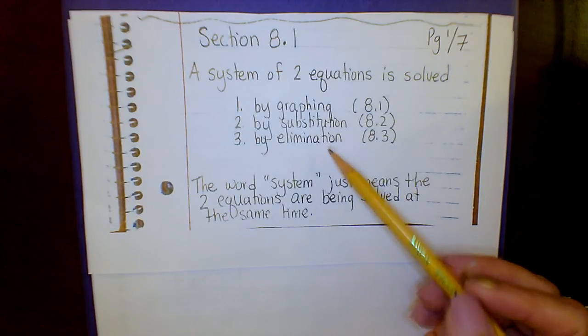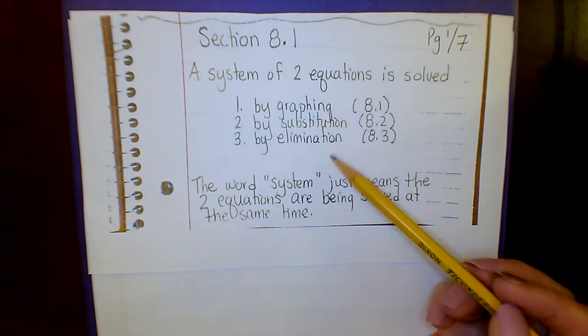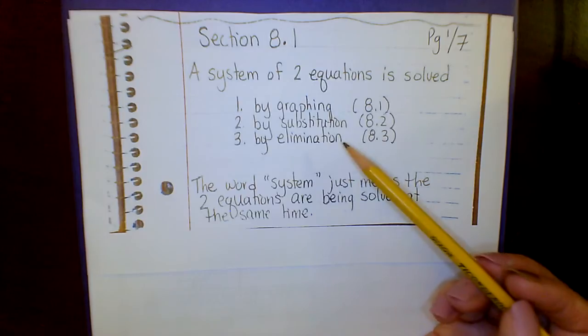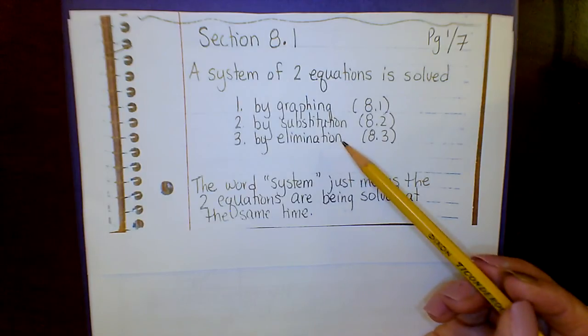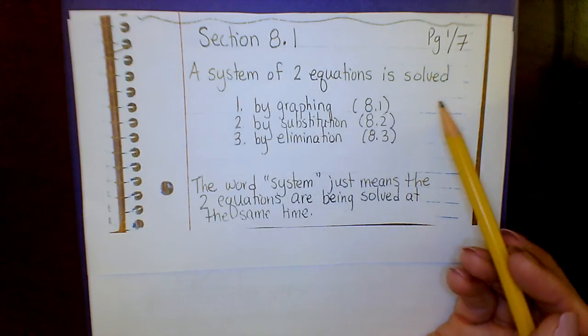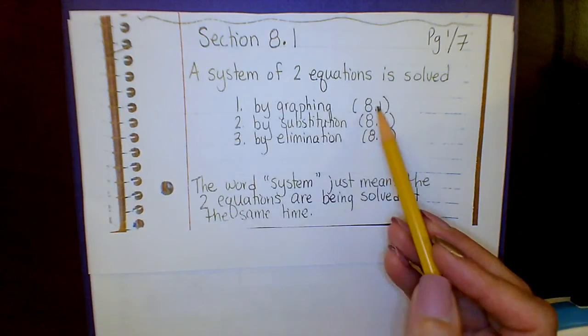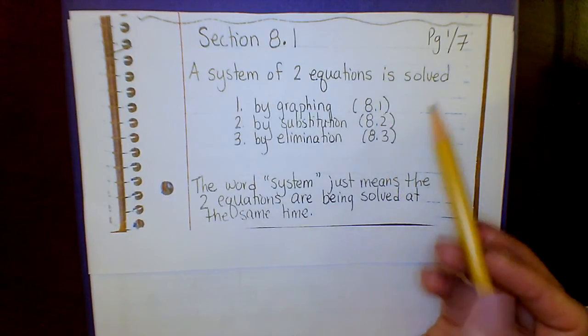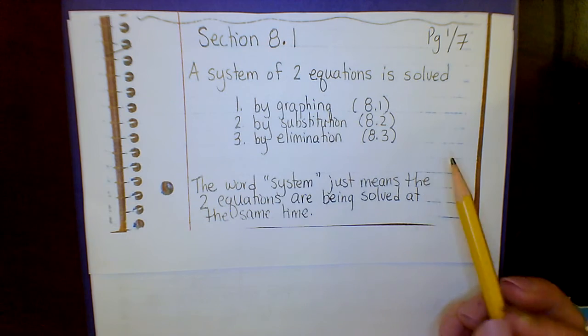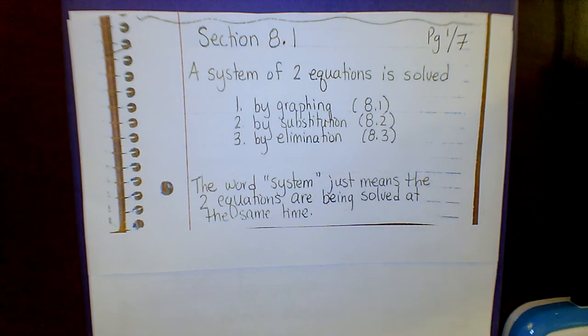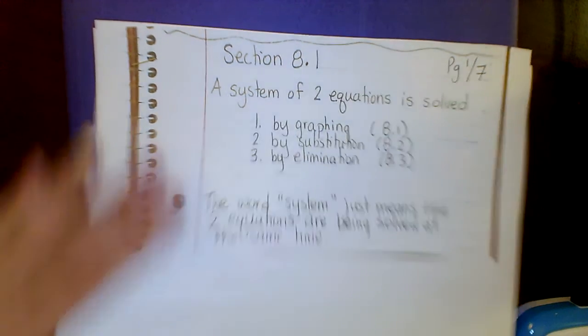And here's the best part. Once we're done, you just pick your favorite and roll with it. That's kind of the nice part about this, and I'm going to tell you what, your favorite is not going to be graphing. I guarantee that. So the word system just means that there's two equations being solved at the same time. That's all that means.